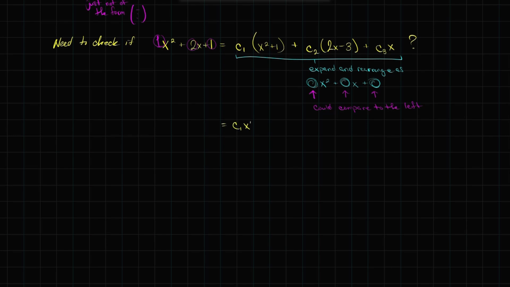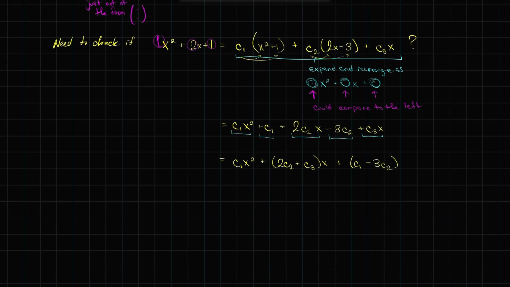I've got c1 x squared plus c1 plus 2c2 x minus 3c2 plus c3 x, just distributing everything. Now let's combine like terms. For the x squared, I only have one of them, so I've got c1 x squared. For the terms that have an x, I have a 2c2 and a c3. And for the terms without any x's, I have a positive c1 minus 3c2.